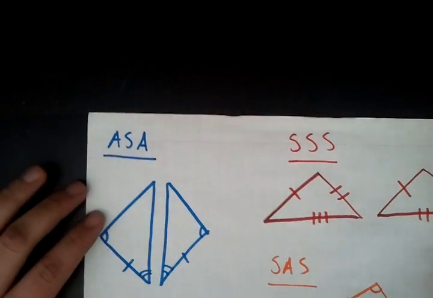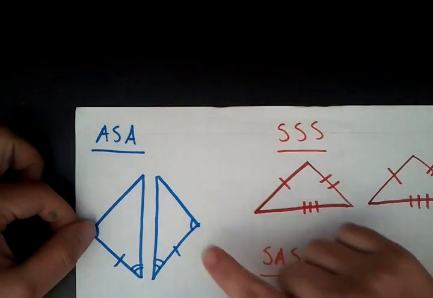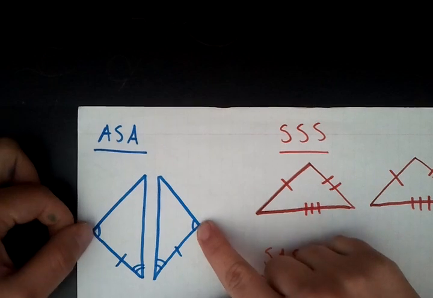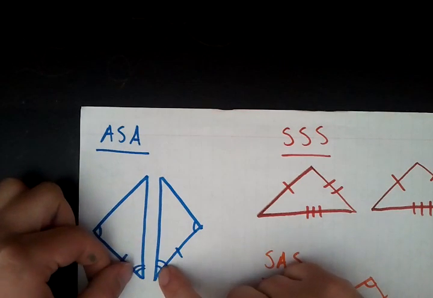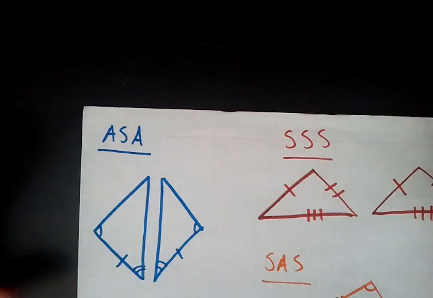Next one's up here. Angle, side, angle. So we see that these angles are the same in this triangle, this side is the same, and this angle is the same. So this angle is denoted by two markings, which means it's the same as this one. And that proves that it's congruent.